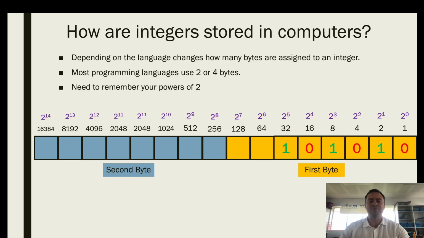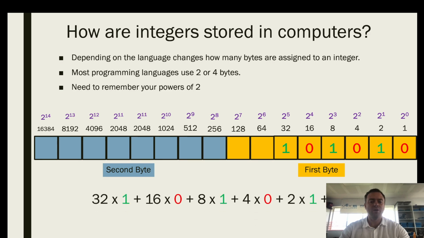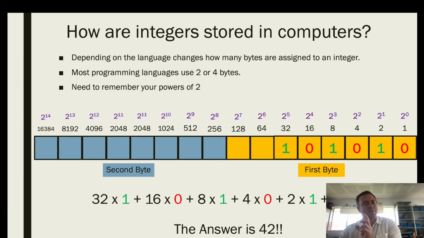So if we had the number 101010, that would mean you have 32 plus 8 plus 2, which if you add all those together, you get 42. So that's the binary representation of the decimal number 42 when we store that inside the computer, which carries on from what we've done before.